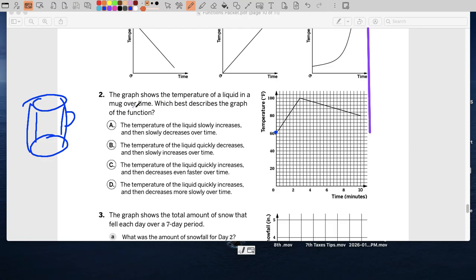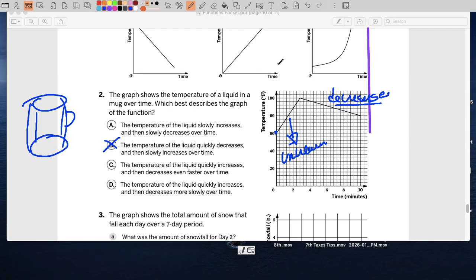The graph shows the temperature of the liquid in the mug over time. Which best describes the graph of the function? The temperature of the liquid slowly increases and then slowly decreases over time. Or, the temperature of the liquid quickly decreases. Well, definitely not. First of all, it increases, and then it decreases. So anything that says otherwise, we can already eliminate. The first one says slowly increases and then decreases. Potential. B says it decreases first, so that's gone. C says the temperature of the liquid quickly increases and then decreases even faster over time.